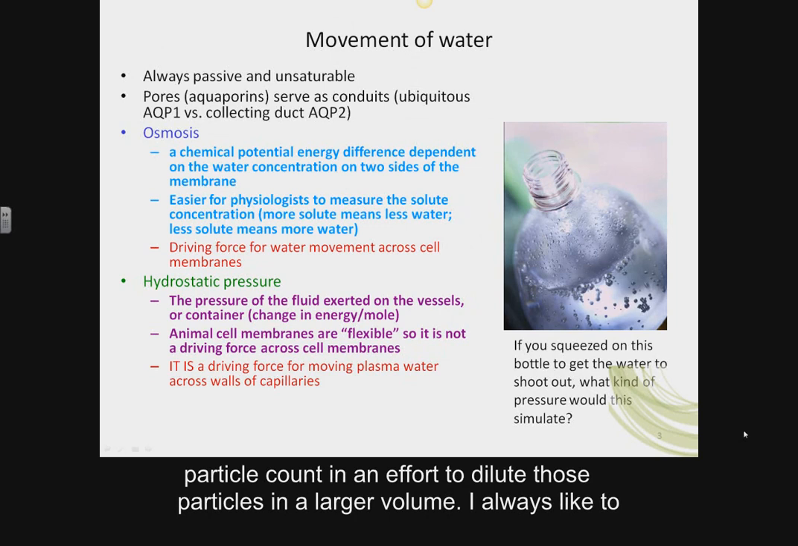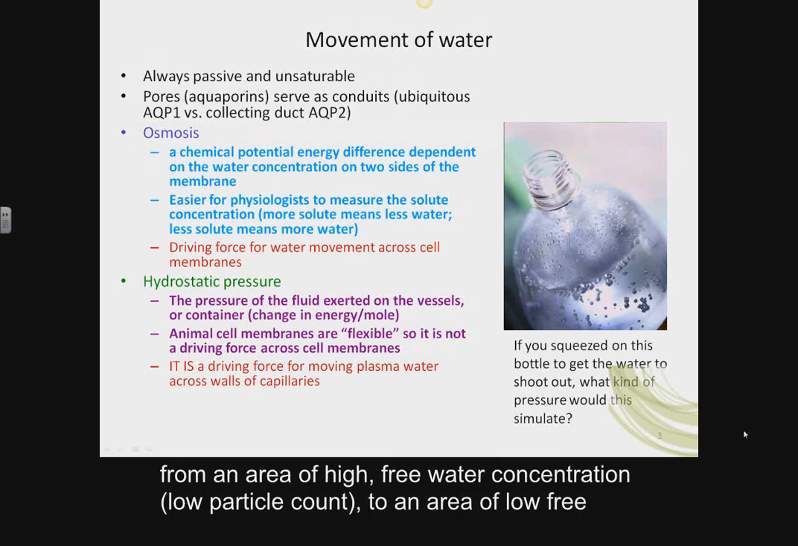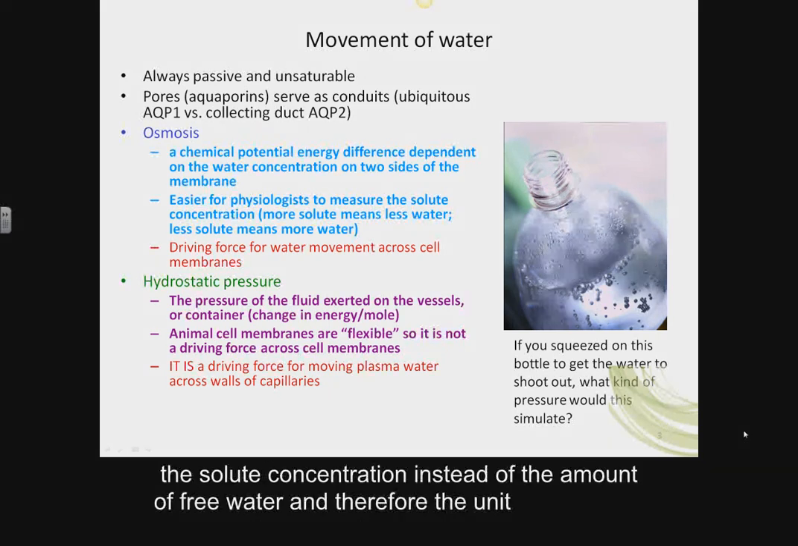So osmosis is the movement of water, the diffusion of water from an area of high free water concentration, or low particle count, to an area of low free water concentration, or high particle count. It is easier for physiologists to measure the solute concentration instead of the amount of free water, and therefore the unit osmol refers to a number of particles.